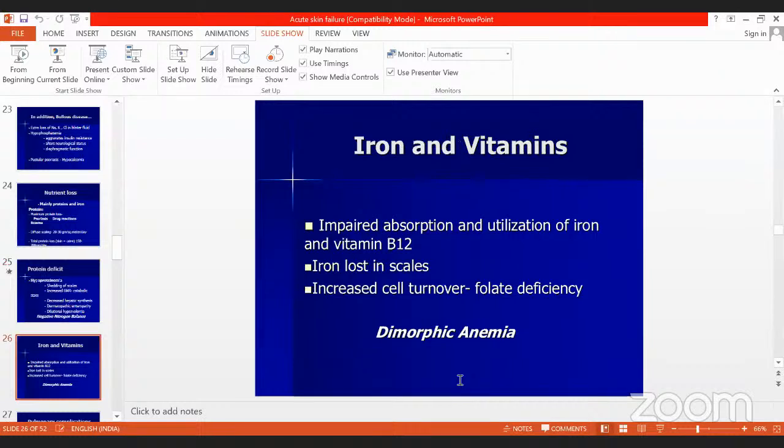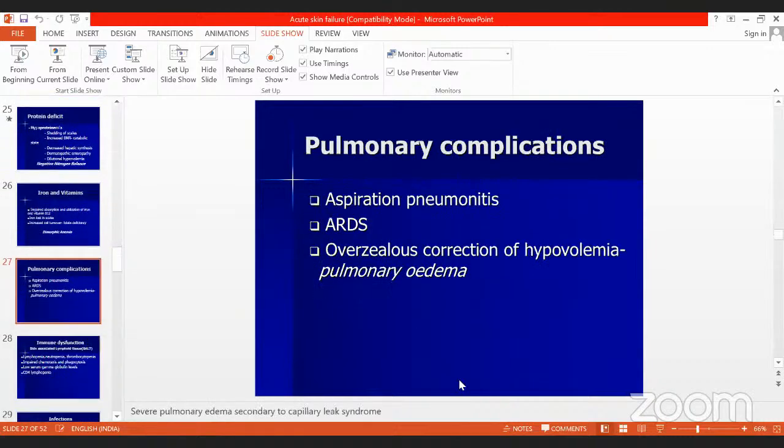What happens to the iron and vitamins? There's impaired absorption. See, you have loss, and not only that, many of them have a non-specific inflammation in the gut. Because of that, there is impaired absorption and utilization of iron and vitamin B12. Iron is also lost in the scales. Because of the increased cell turnover, there's an increased need. So the patient may develop what is called a dimorphic anemia. He's lost iron and is not absorbing B12, so the patient might get a dimorphic picture. He might get both macrocytic and microcytic anemia. So in these patients, one has to look out for that, and if it is found, you have to supplement appropriately.